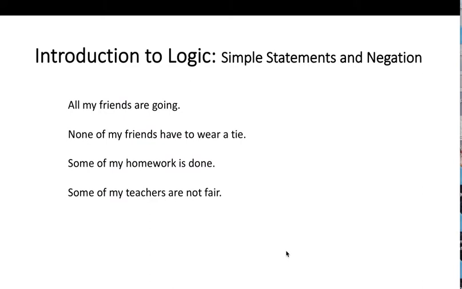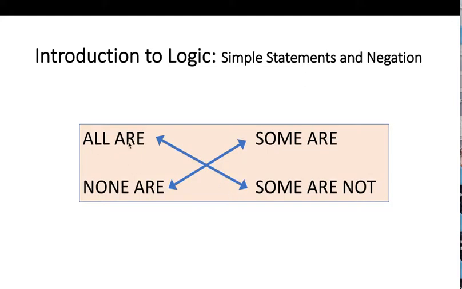Where negation gets a little fuzzy is with statements like this. All my friends are going. None of my friends have to wear a tie. Some of my homework is done. Some of my teachers are not fair. These statements, I will show you on the next screen, are in the form all are, none are, and some are not. This diagram is helping you to understand what the negation of these statements are. The negation of all are is some are not.